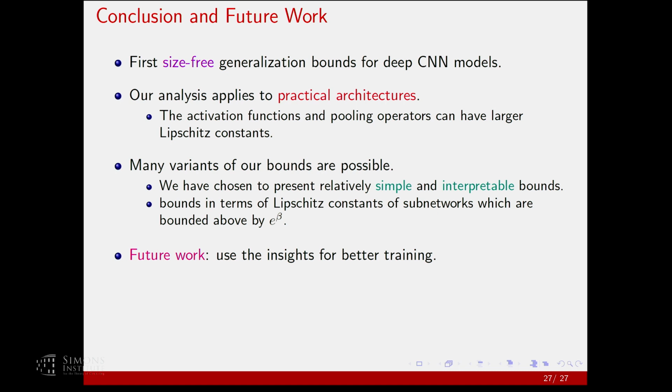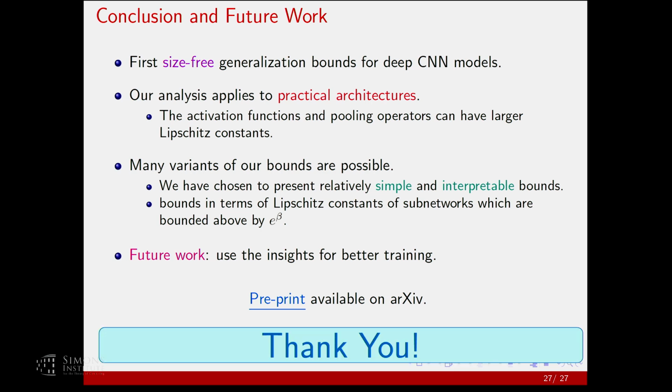You can even look at bounds in terms of the Lipschitz constant of subnetworks that are bounded above by epsilon to the beta. When I showed the Lipschitz constant, I showed all these loosenings of the bounds that we did, but you can essentially not loosen up and get additional results. Again, we were aiming for simplicity and interpretability. For future work, we want to use the insights that we learned to design regularizers for improving training and generalization in practical models. The paper is available on arXiv. Thank you all for listening.